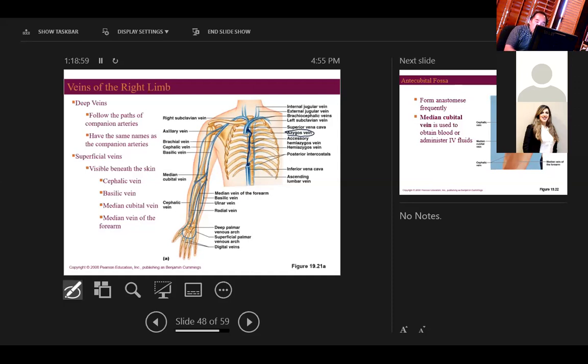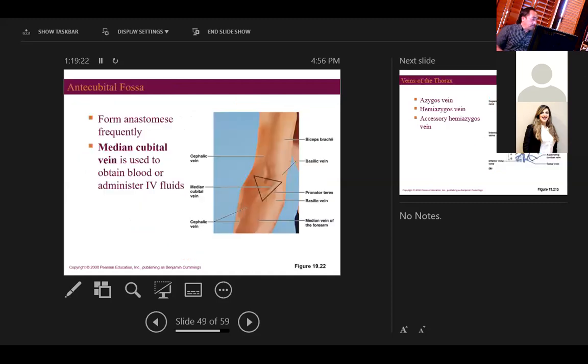The azygos vein is a connection with the superior vena cava and the inferior vena cava, and afterwards they actually give branches to the ribs. Those are the intercostal veins. Okay, and there's going to be one parallel here called the accessory hemiazygos and hemiazygos. Okay, so we'll actually get a better picture of that on the next slide.